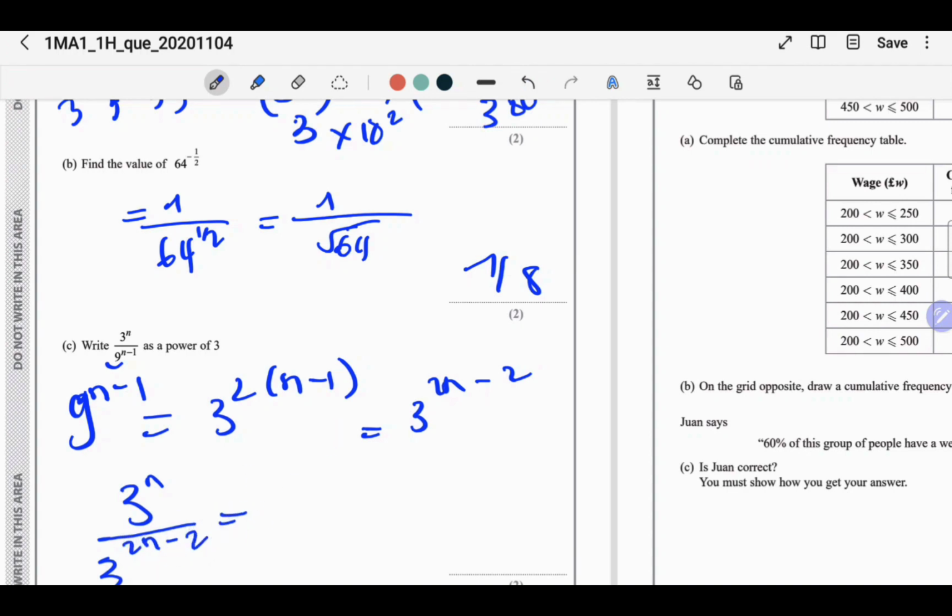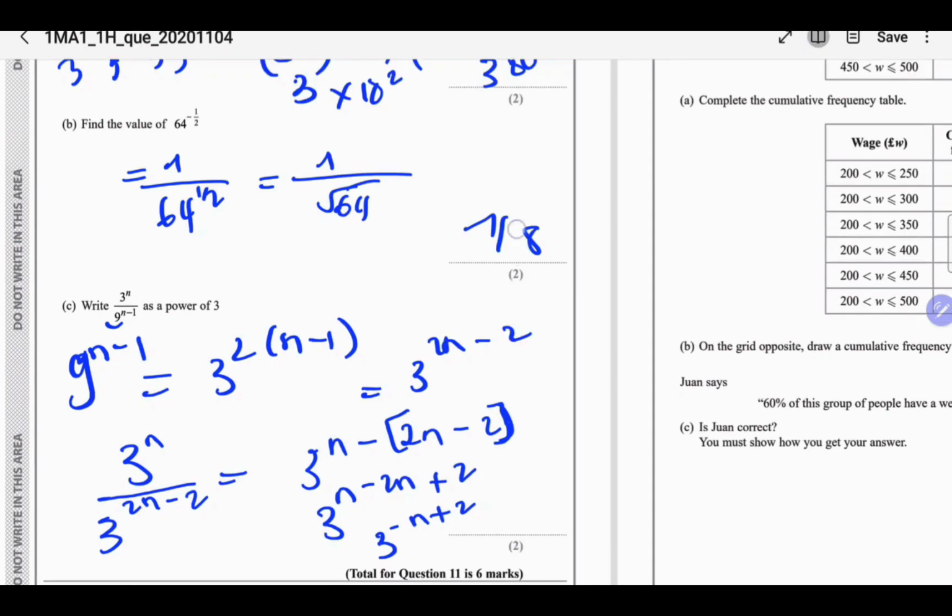And when you're dividing bases which are the same, what do you do? You just subtract the powers. So this will be 3 to the power n minus (2n minus 2). I just put that in brackets so that you'll be able to see that these 2 minuses will make a plus. So you're going to have 3 to the power n minus 2n plus 2. And this would be 3 to the power negative n plus 2.